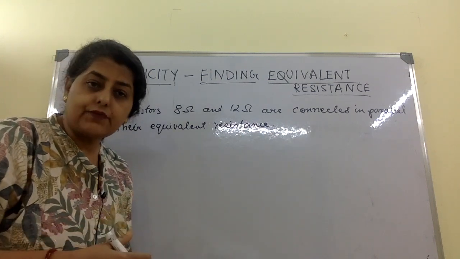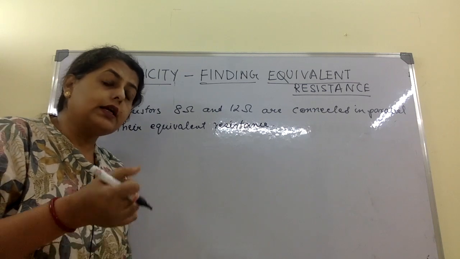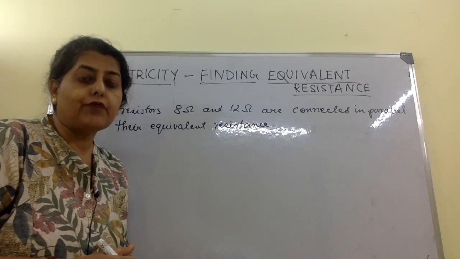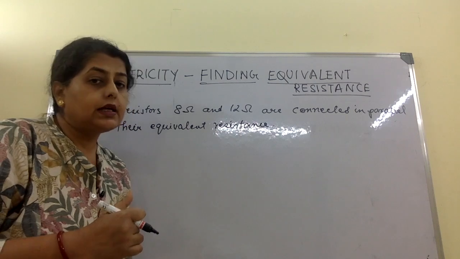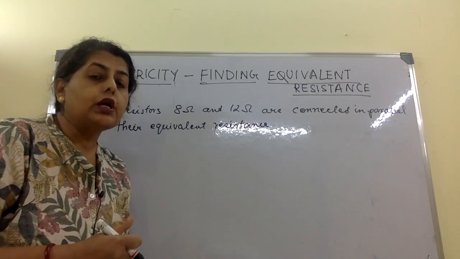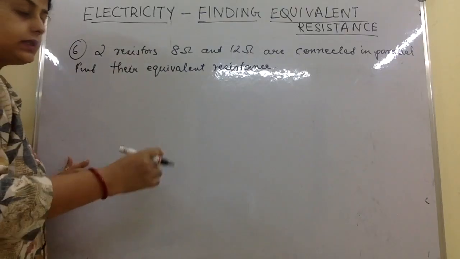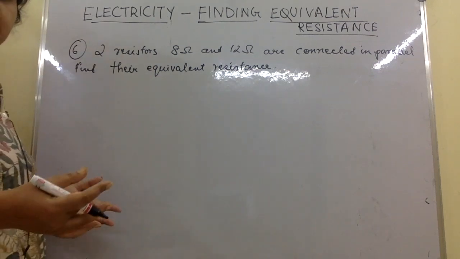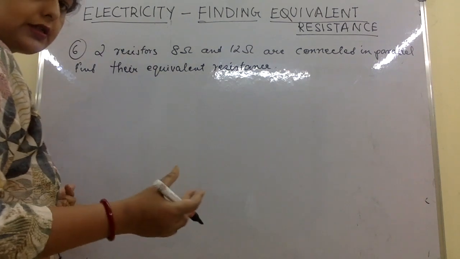So here in this video I am taking up finding equivalent resistance. How do we find equivalent resistance in a circuit? Let's start first, because in this, what is a parallel connection and what is a series connection? Let us know that first.